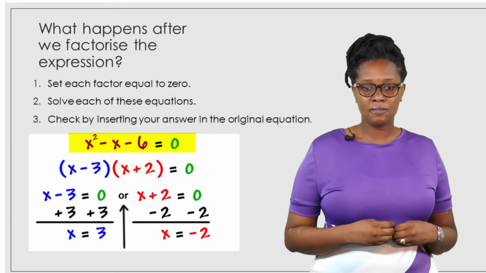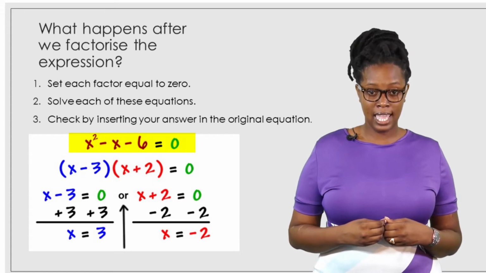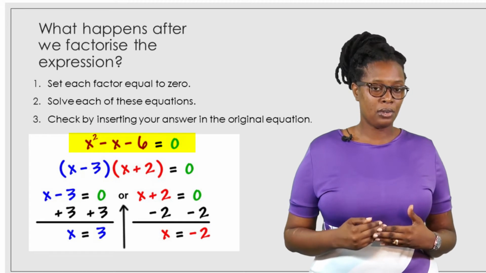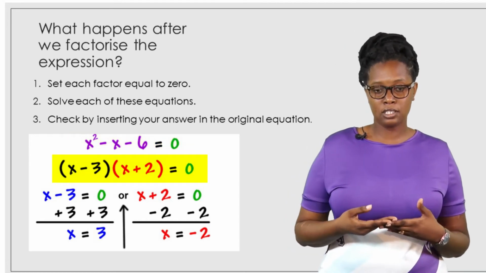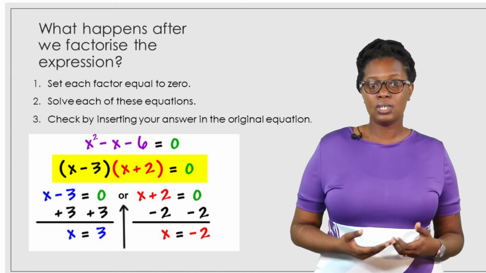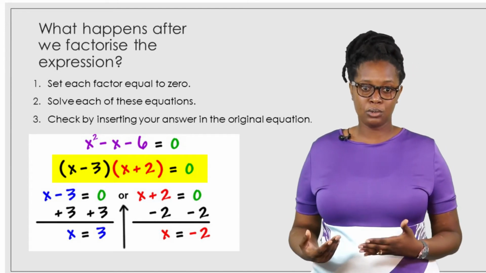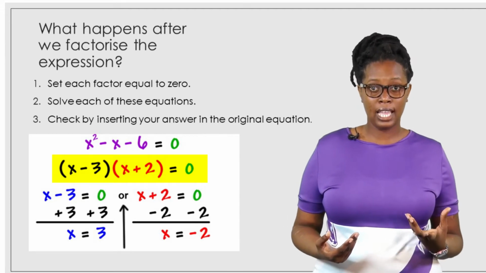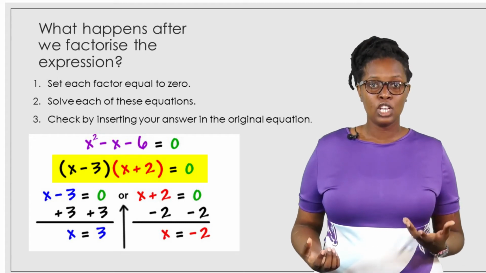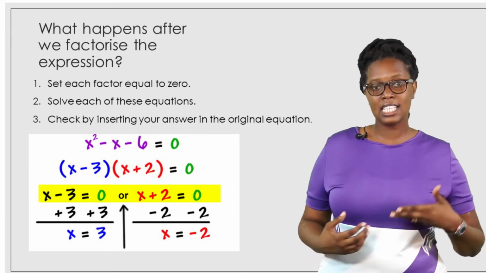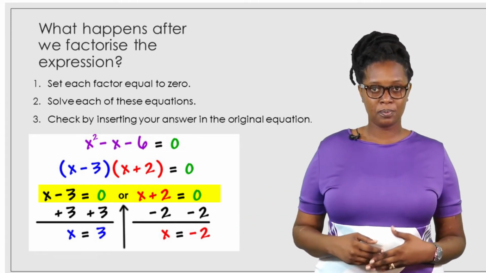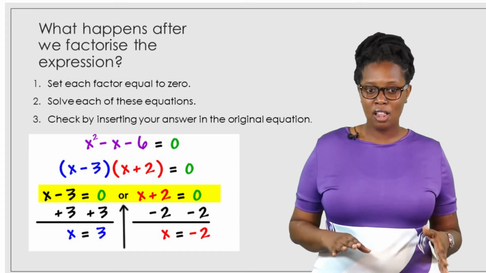So let us say we had to solve x squared minus x minus 6 is equal to 0. After we've used the AC method, we found that to be x minus 3 and x plus 2. The next step is to set each factor equal to 0. So the first bracket we put equal to 0, and the second bracket we also equal to 0. So in this case, x minus 3 equal to 0 and x plus 2 equal to 0. We then have to solve for x.